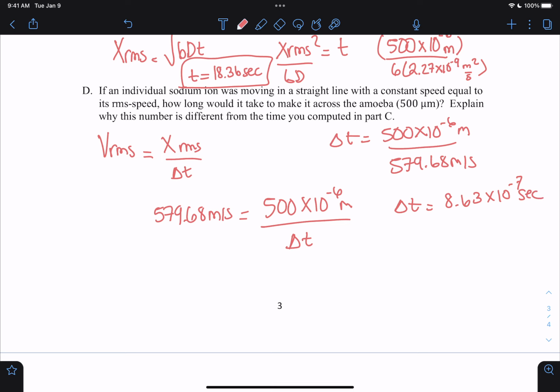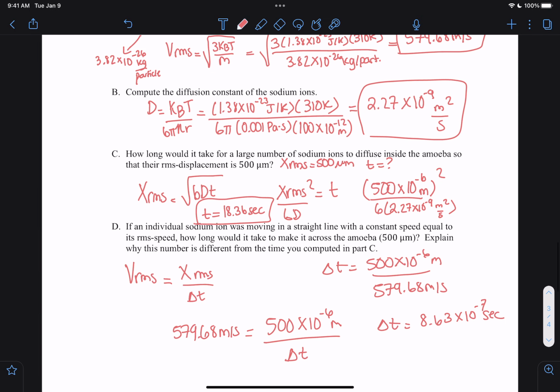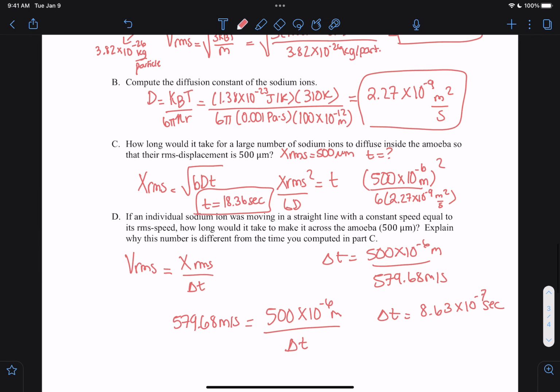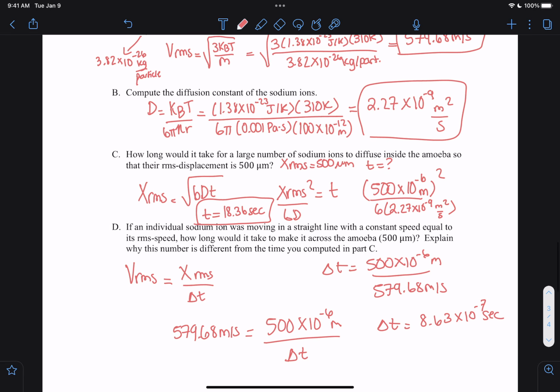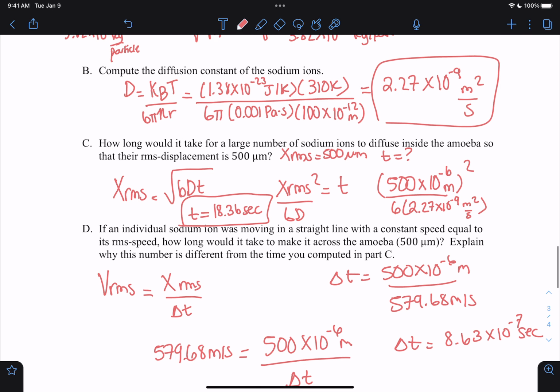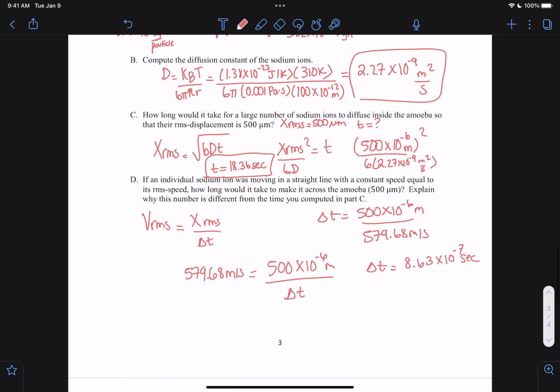So that is drastically different than 18.36 seconds. Part D is like instant, and part C is a relatively long time, thinking about processes in the body. So why do you think this time is so different?